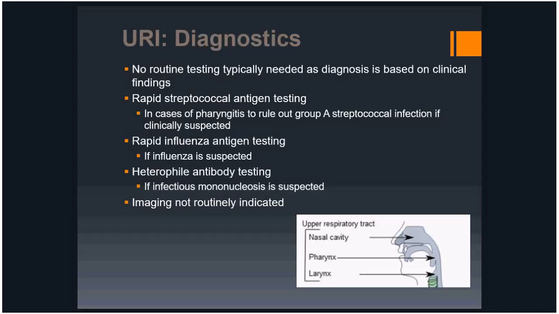When it comes to diagnostics, none are typically needed. If you're doing a rapid strep, you're doing it because you want to rule out group A strep if it is suspected. Obviously, the same with rapid flu testing, as well as mono testing with monospot. Typically, imaging is not routinely indicated.